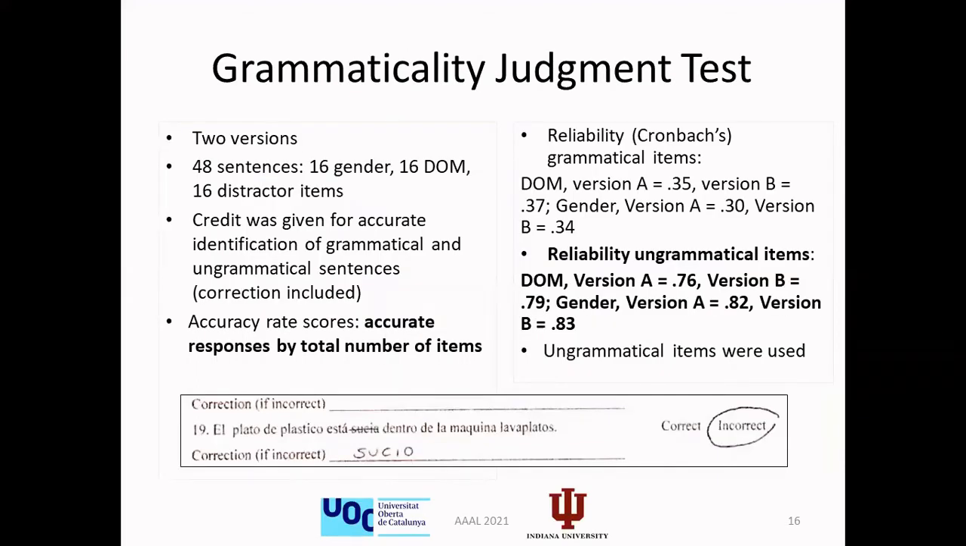Moving on to the outcome measures, the GJT we used was written and untimed, and it included an error correction component. There were 48 items, and we used two versions, A and B, that were counterbalanced. We calculated reliability, and Cronbach's alpha showed that grammatical items were not discriminating as well as ungrammatical ones. So we decided to focus on ungrammatical items for the analysis. These were items that were correctly identified as ungrammatical and for which a correction was provided.